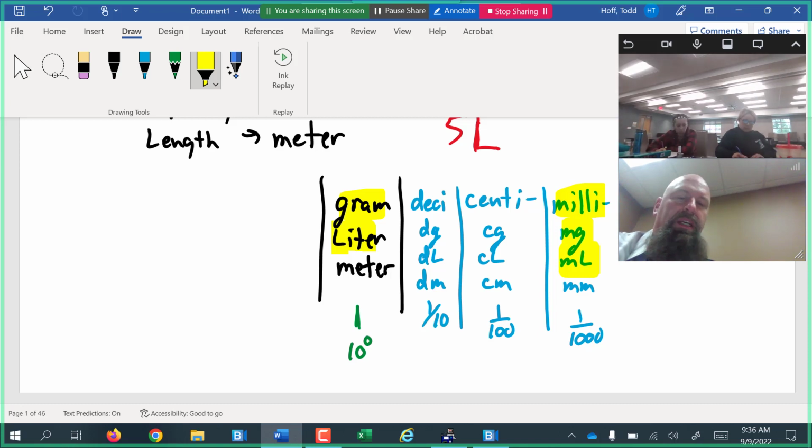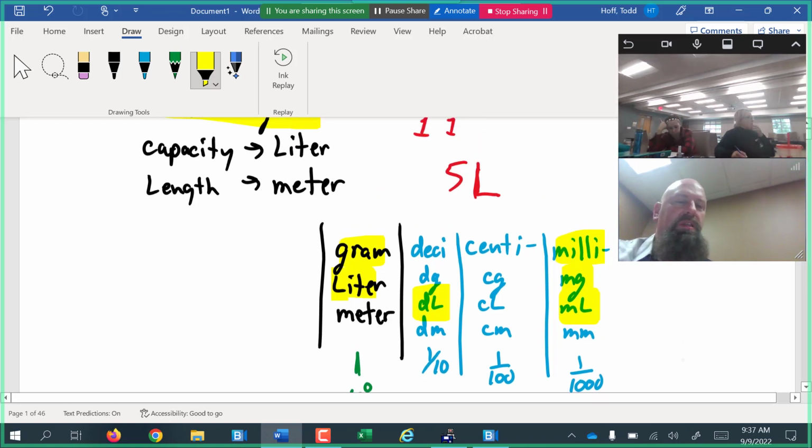We do see deciliters used quite a bit in the medical fields for our lab testing. Blood glucose is milligrams of glucose per deciliter of blood. Most of your urine testing is the same way. It's per deciliter of fluid. That's about the only place where I've seen that prefix of deci used consistently. Otherwise, it's mostly the milli.